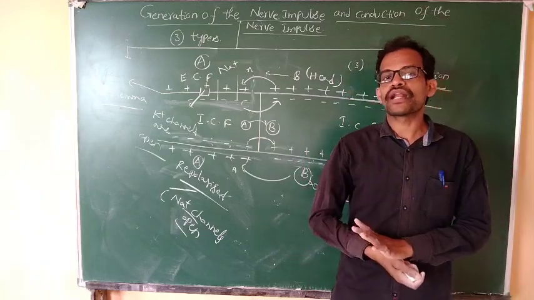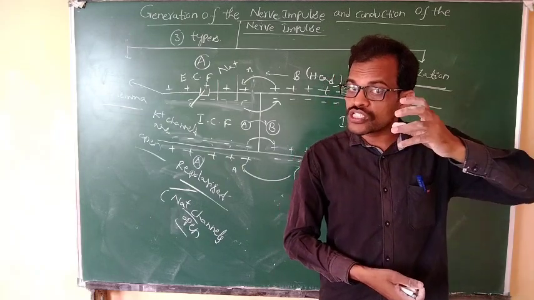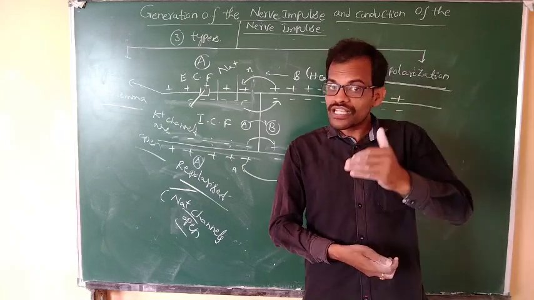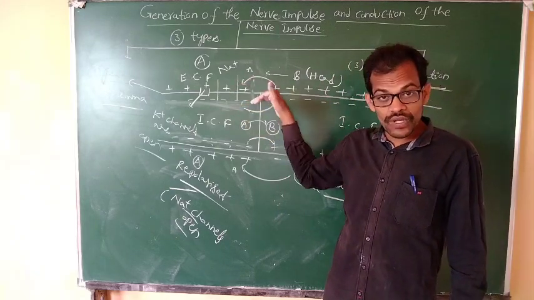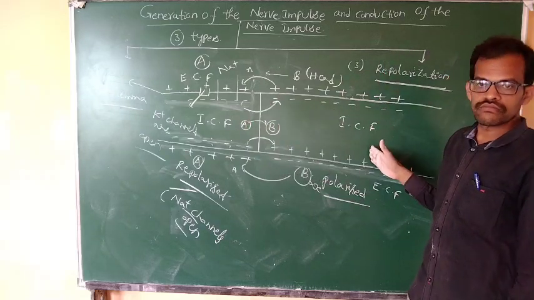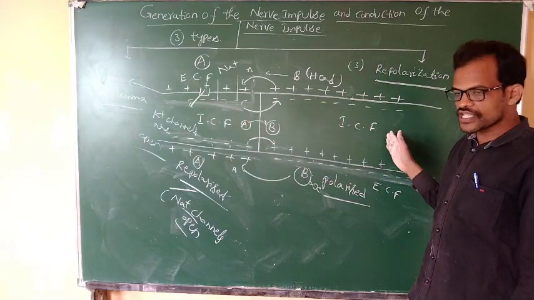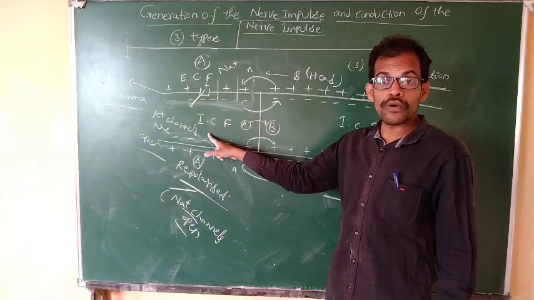First one, resting membrane: outside positive, inside negative. Depolarization means the polarity changes once they receive the stimulus: outside becomes negative, inside becomes positive. These positive ions move into the next one. Then it is the repolarization.